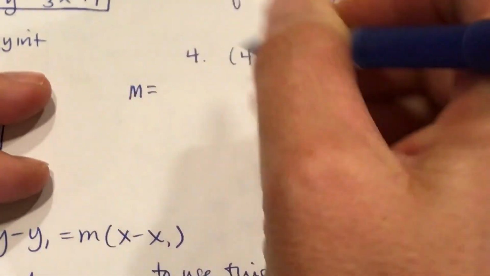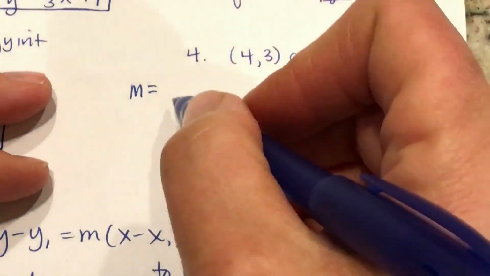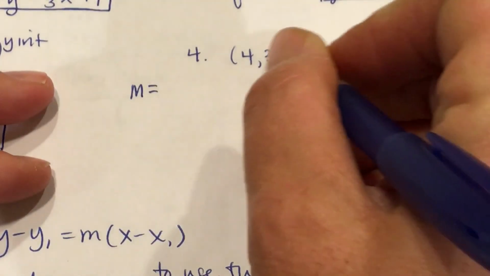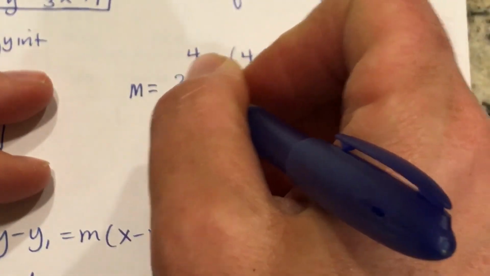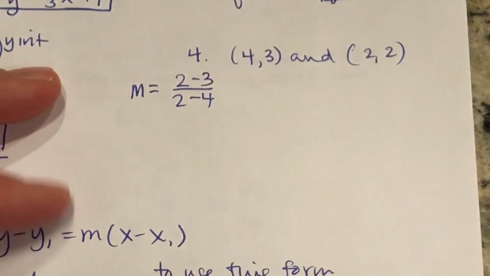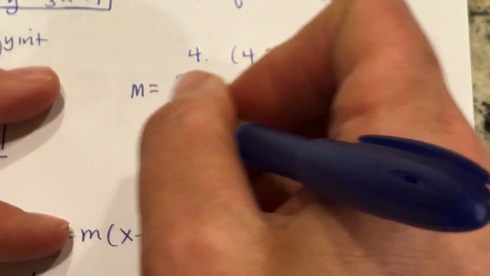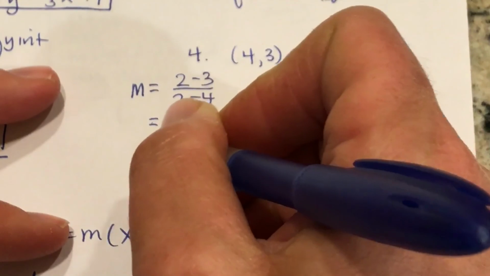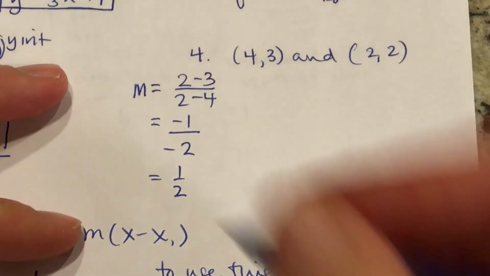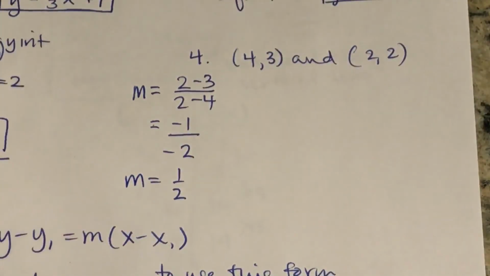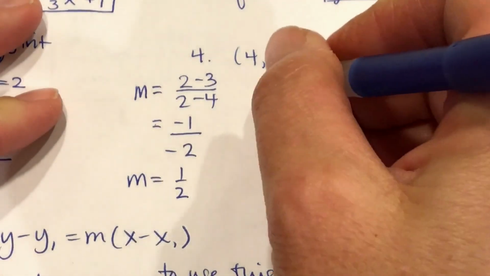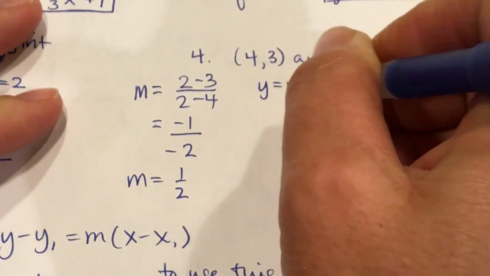First things first, I do know how to find the slope between 2 points. We were practicing that on the previous page. So I'm going to do 2 minus 3, that's subtracting my 2 y values, and then 2 minus 4, that's subtracting my x values. Now I'm going to simplify. That gives me a -1 on top and a -2 on the bottom. This is a positive 1/2. So my slope is positive 1/2. Yay! Now I've got to find b. So I'm going to start with y equals mx plus b.